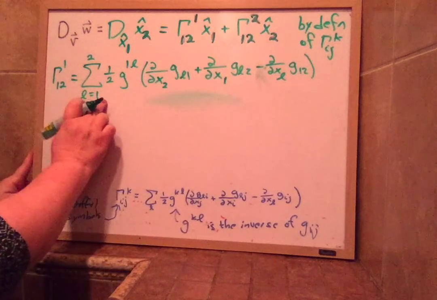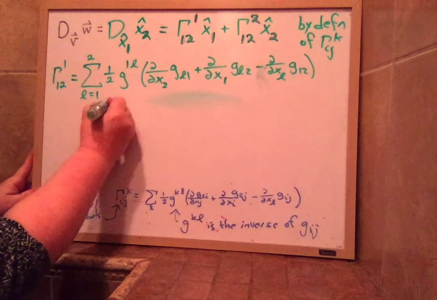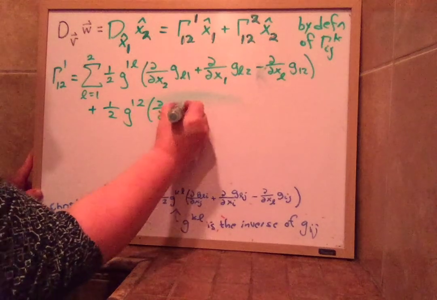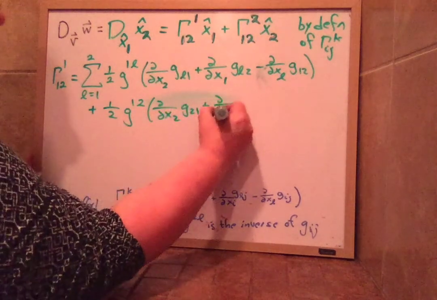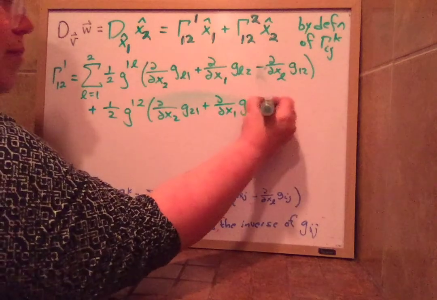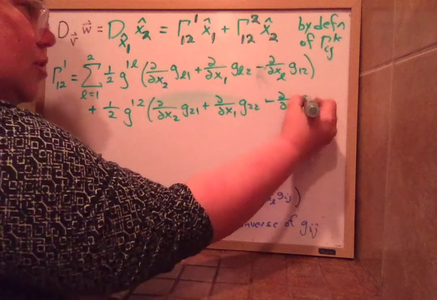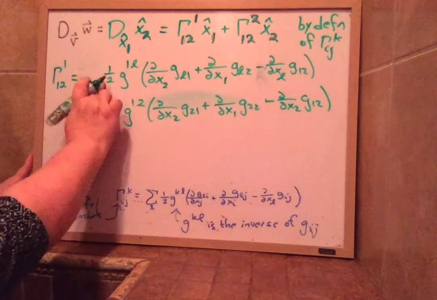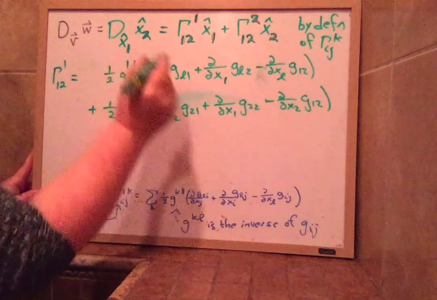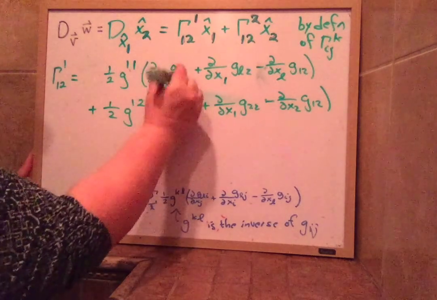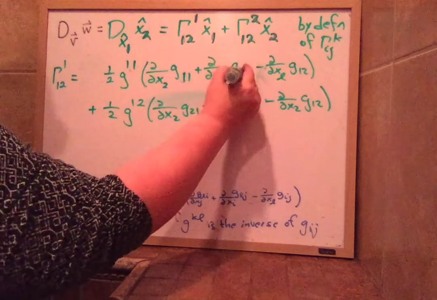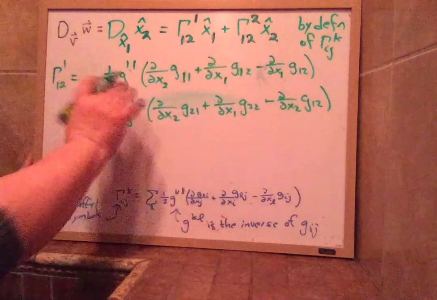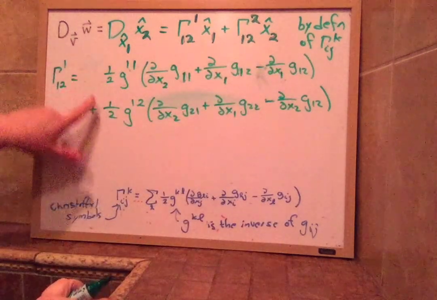Remember, this is a sum from L equal 1 to 2. So that means we're adding the same thing with L equal to 2. D dx2 g21 plus d dx1 g22 minus d dx2 g12. And this one is when L equals 1, so I can get rid of the sum symbol now and put in L equal 1. Alright, so this is the sum. I did the sum, I wrote out both terms in the sum.